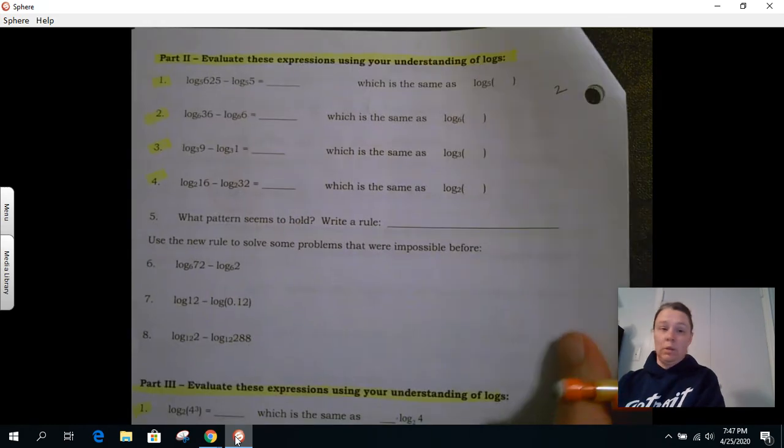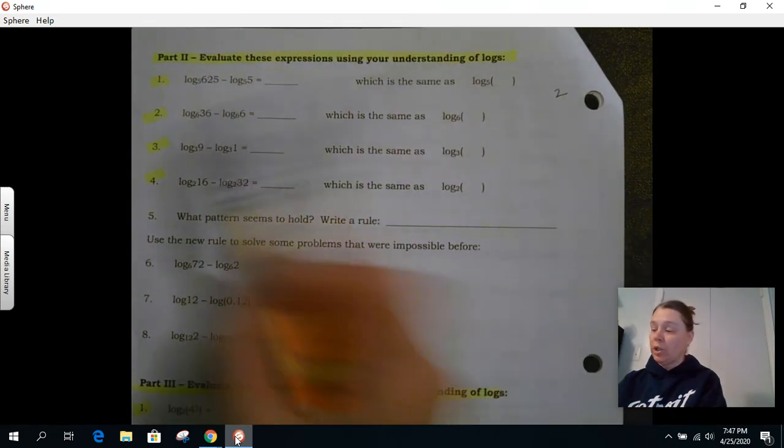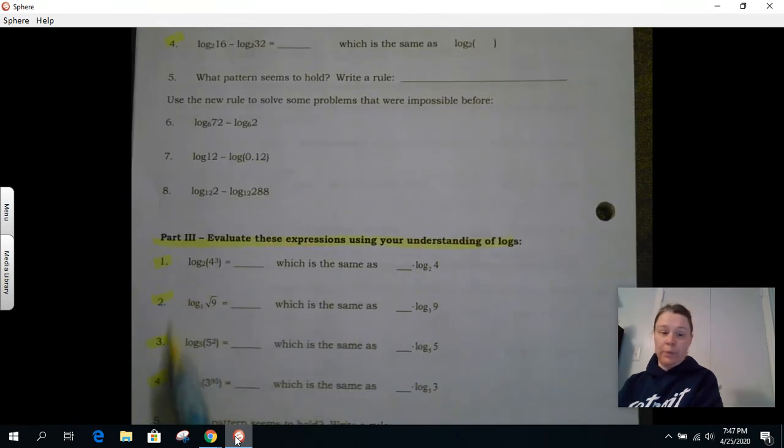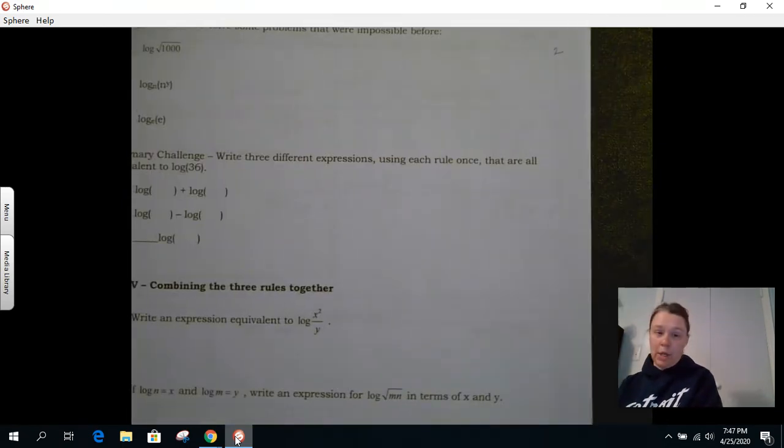And then on page 10, where it says part 2, again, just these, in this case 4. And then in part 3, these 4. And then nothing on page 11 yet.